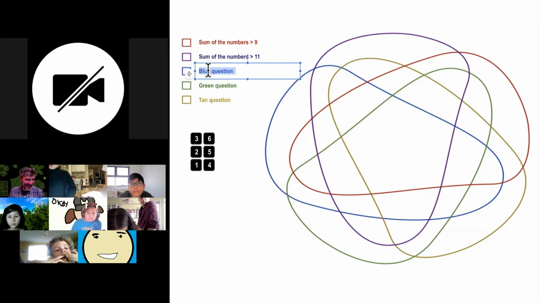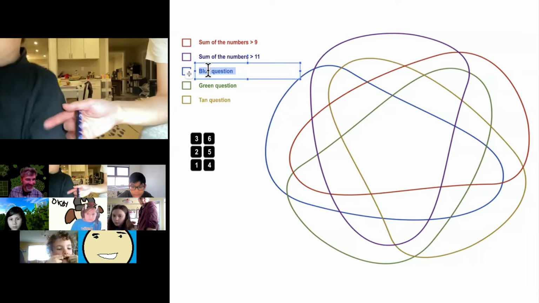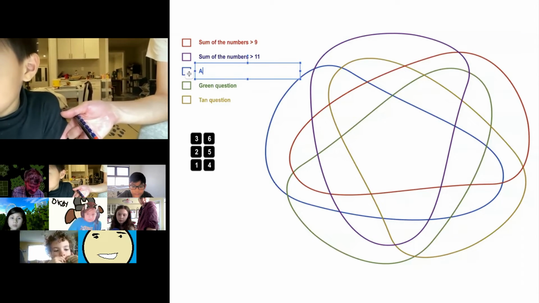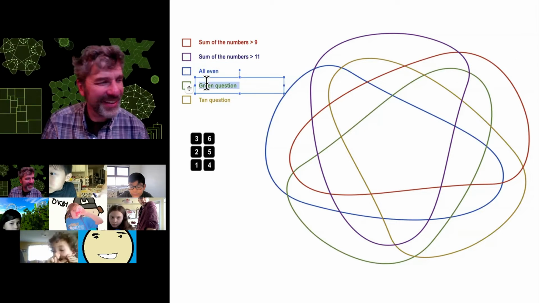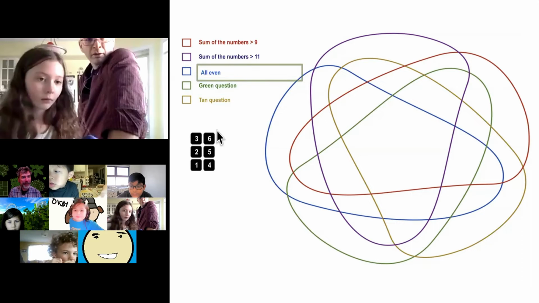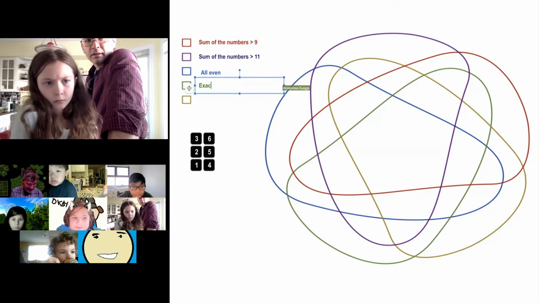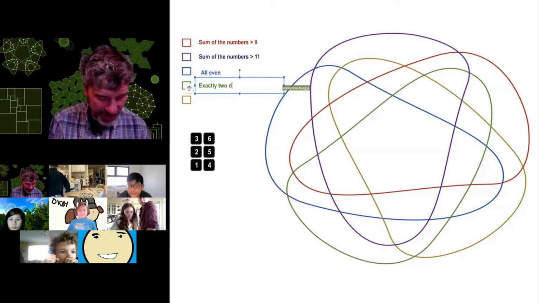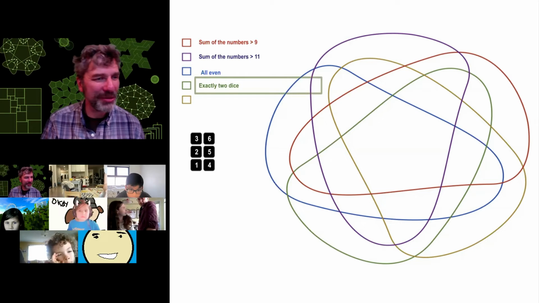Harvey's family. Do you want to come up with a question? Or even numbers. All even. Okay. Aaron and Amelia. How about exactly 2 dice? Exactly 2 dice. Okay. Oh, and someone erased.